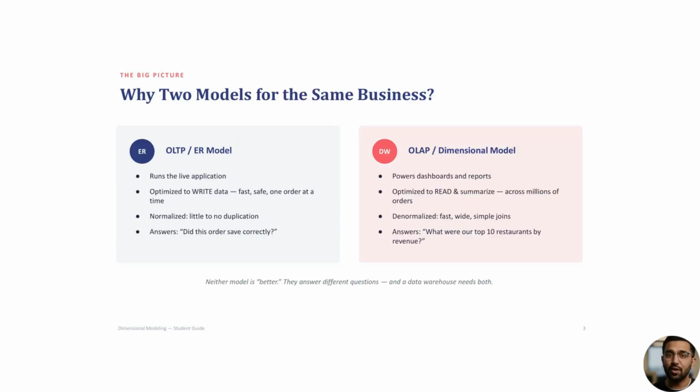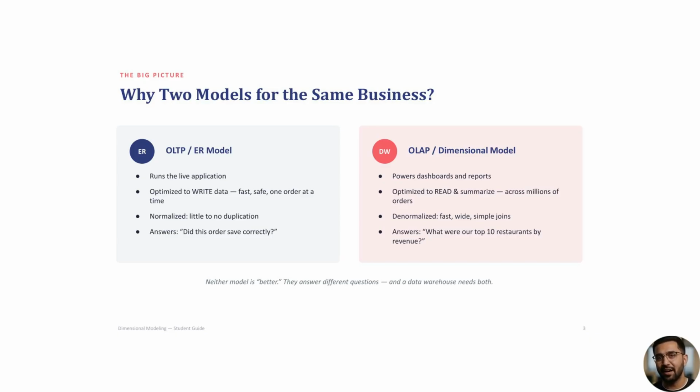In this section, we'll explore why businesses use two distinct models, the entity relationship model and the dimensional model. The entity relationship model, or online transaction processing, is designed for running live applications. It's optimized for writing data quickly and safely, ensuring each order is saved correctly. This model is normalized, meaning there's minimal data duplication.